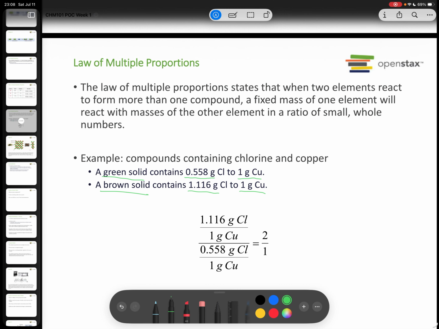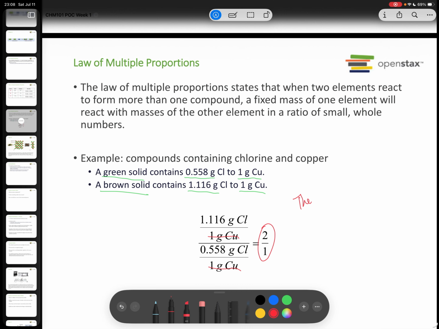So if we divide, cancel na natin yung 1 gram copper. Yung ratio nito, makikita natin na 1.116 divided by 0.558 is equal to 2/1, or 2. So this means that the brown compound has twice as much chlorine.